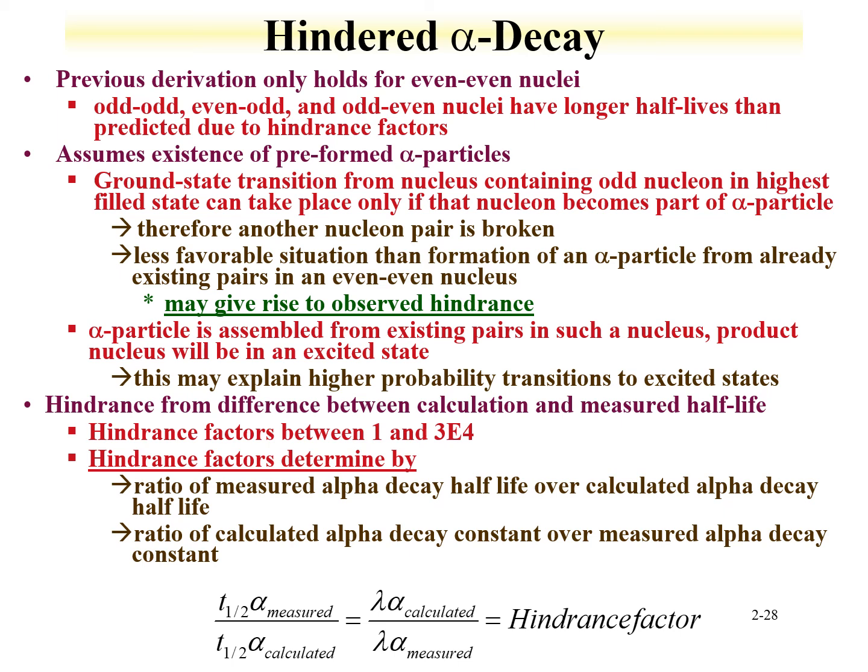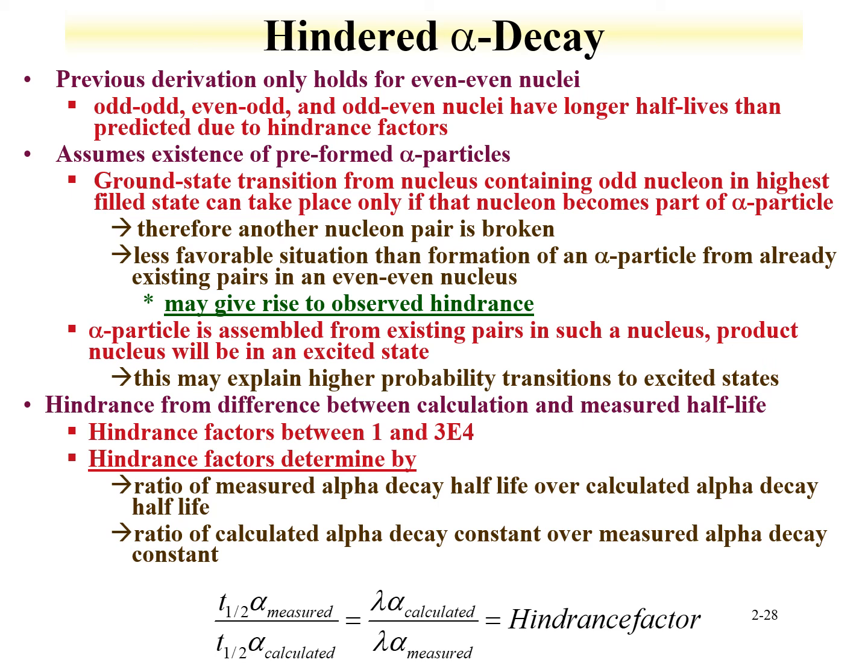So this gives rise to this observed hindrance. And the alpha particle needs to be composed of existing pairs in such a nucleus. The product nucleus is going to be in a higher state. This can also explain why there's a high probability of transitions to excited states in the daughter nuclei.